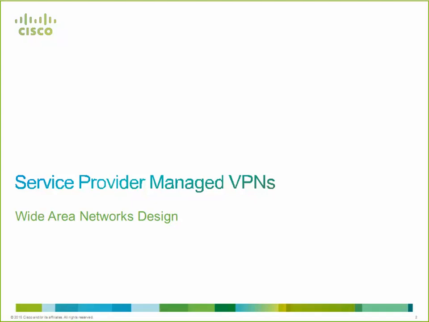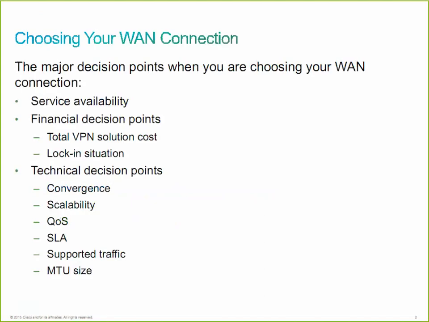Let's start by taking a look at what the decision points are and how I will make my decision on what service I'm going to use. There are several different major decision points when you're choosing a WAN connection that you want to use. And they can include things like service availability, financial considerations, technical considerations, and so on.